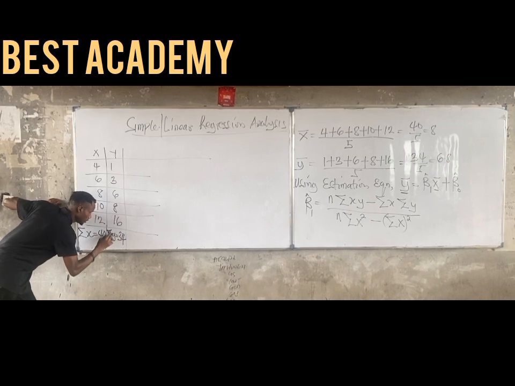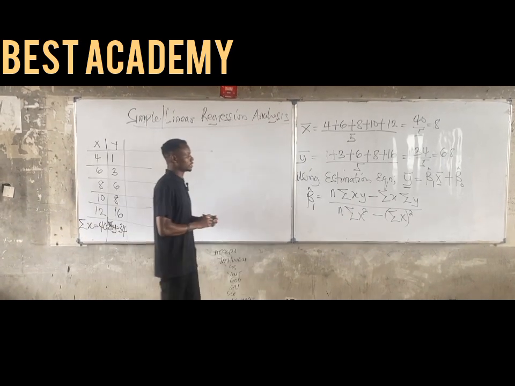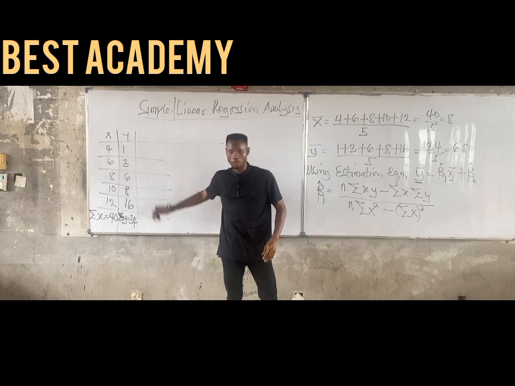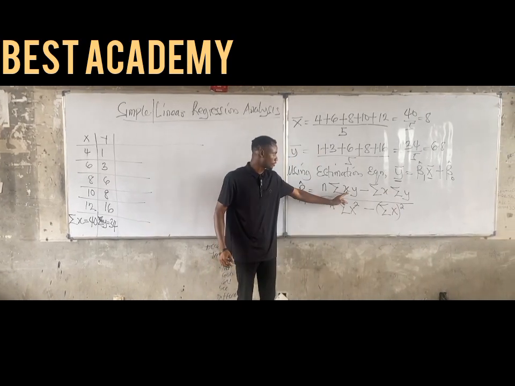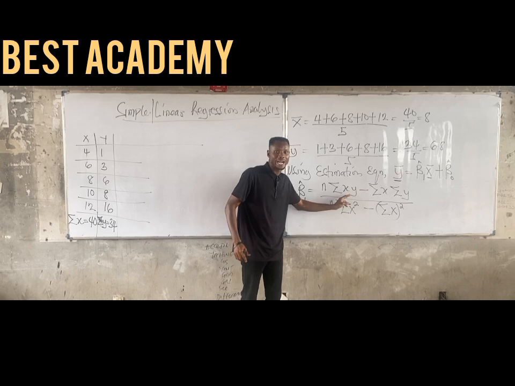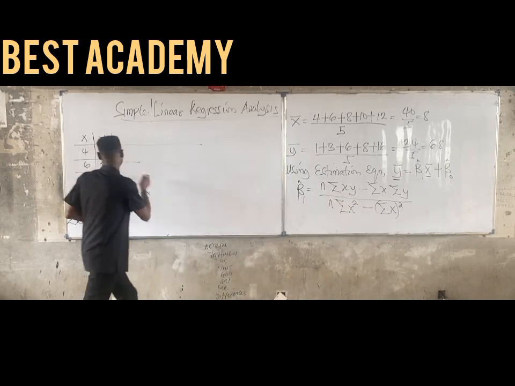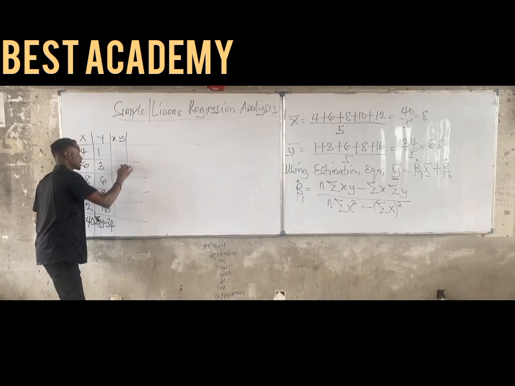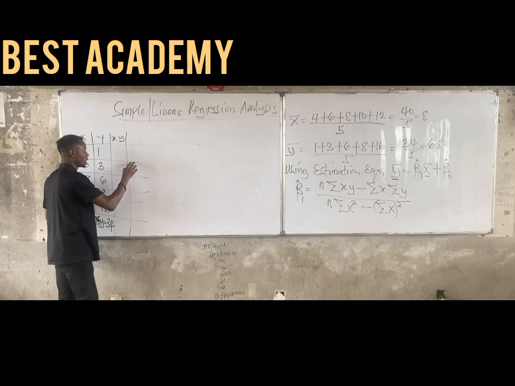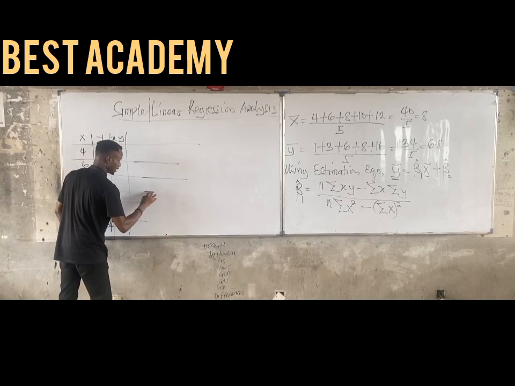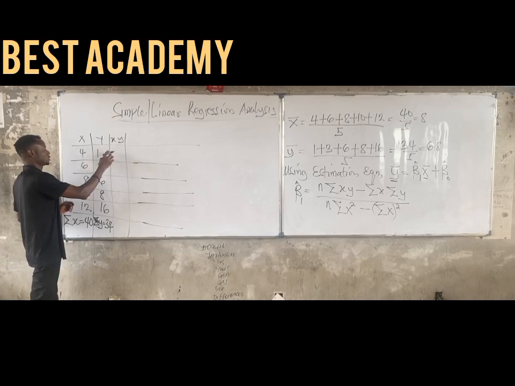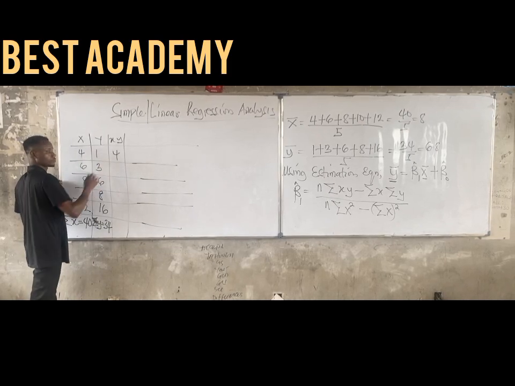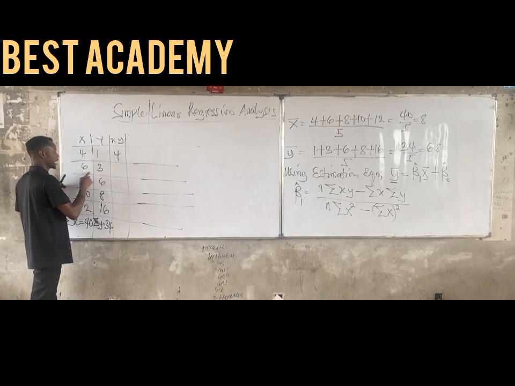Now please understand that the structure of our table depends on the parameters here. We have gotten sum of X and sum of Y. So now let's go to sum of XY. Before I get sum of XY, I have to get XY first. Now what is XY? XY means X times Y. Let's get this. X times Y means this times this. What is the answer? 4. All right. Now 6 times 3. What is the answer?